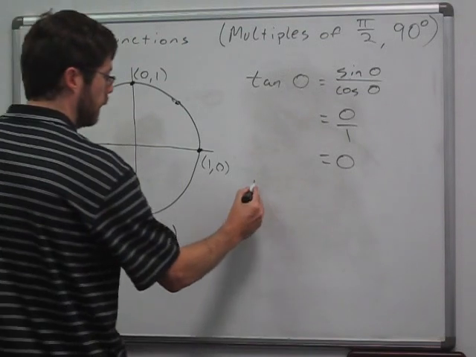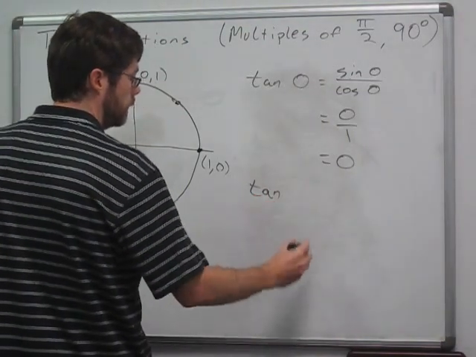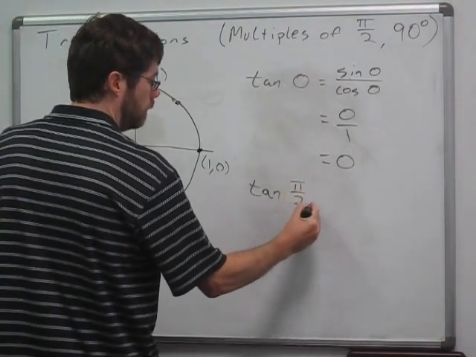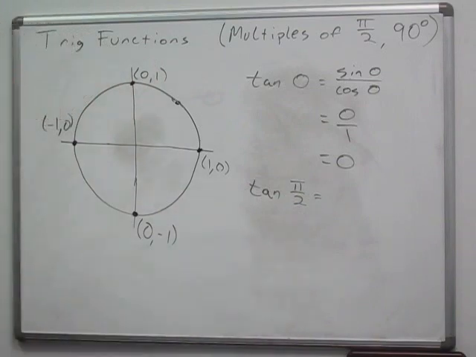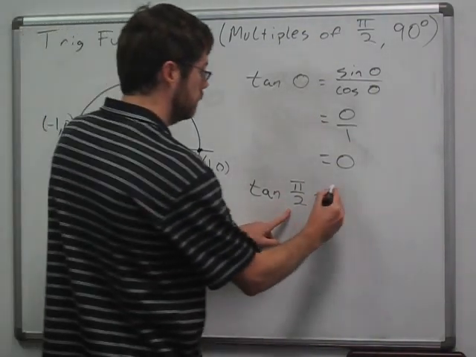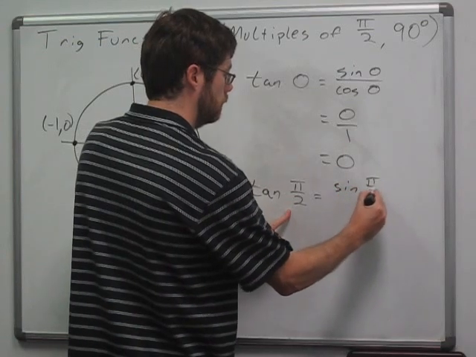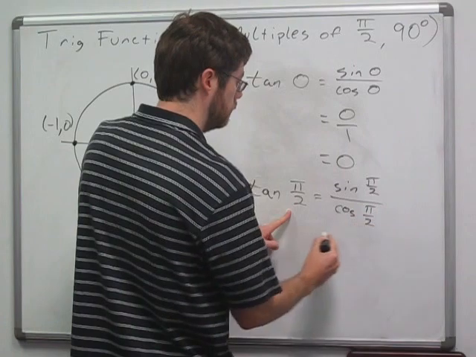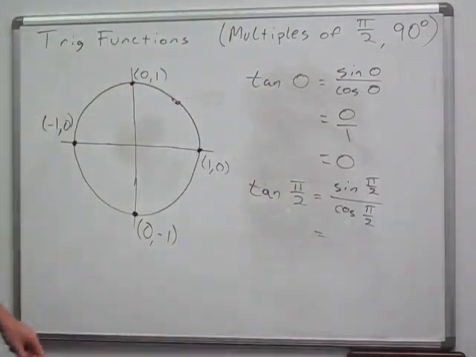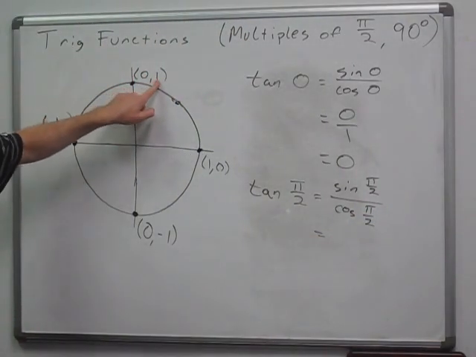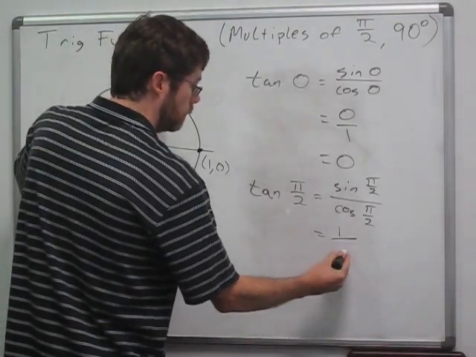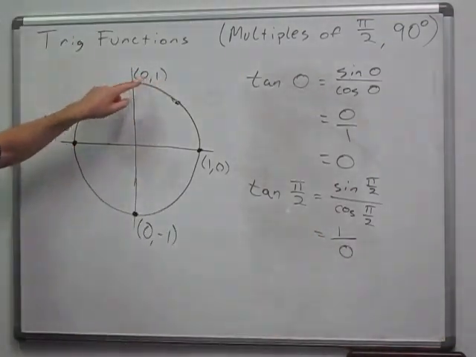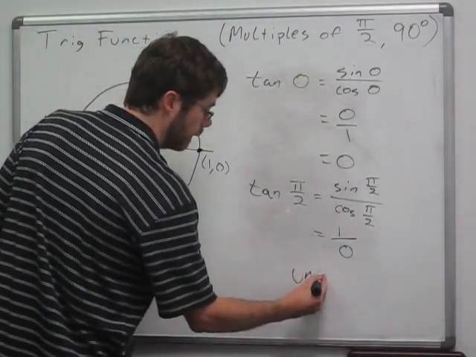Let's try another one. How about tangent of pi over 2? Well, this is going to be the sine of pi over 2 over the cosine of pi over 2. Sine of pi over 2 is 1. Cosine of pi over 2 is 0. So this is undefined.